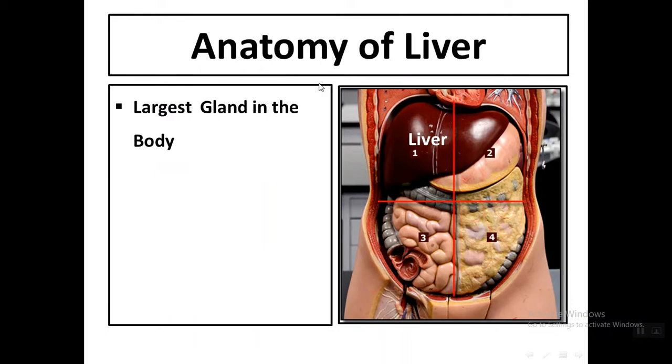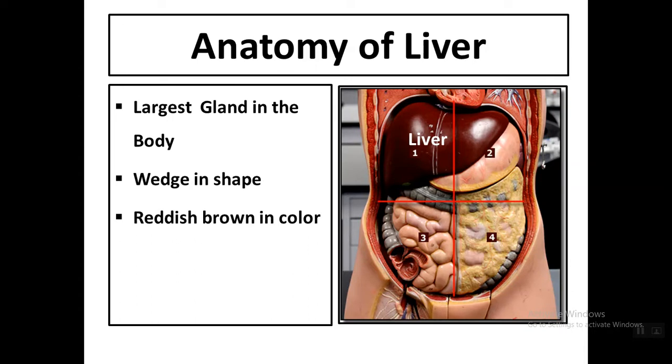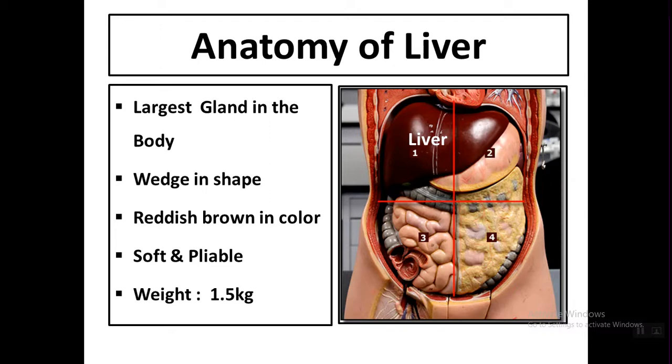The liver is regarded as the largest gland in the body. Why? Because it has an exocrine function in secreting certain substances, so it is regarded as a large gland. It is wedge in shape. If we take a section in it, we can see that it is wedge in shape, reddish brown in color, soft and pliable, and its weight in an adult is about 1.5 kg.